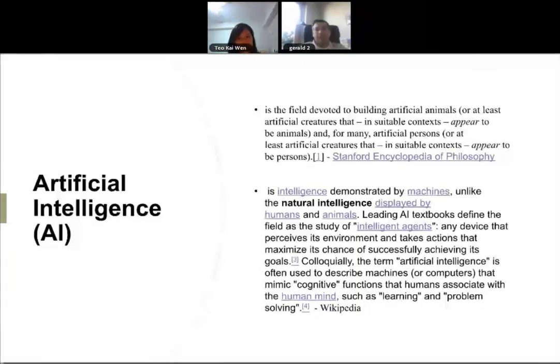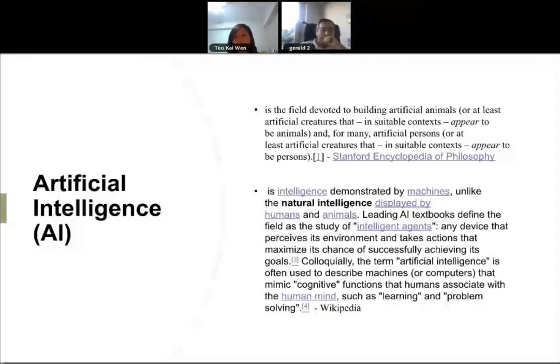So where to start in all these things? This presentation is about artificial intelligence. And it could be interpreted as complex: if you go to the Stanford Encyclopedia of Philosophy Online, you will see that it is the field devoted to building artificial animals, or at least artificial creatures that in a suitable context appear to be like an animal. And for many, artificial persons. So as you can see, these are very cumbersome definitions that we really don't know how to understand.